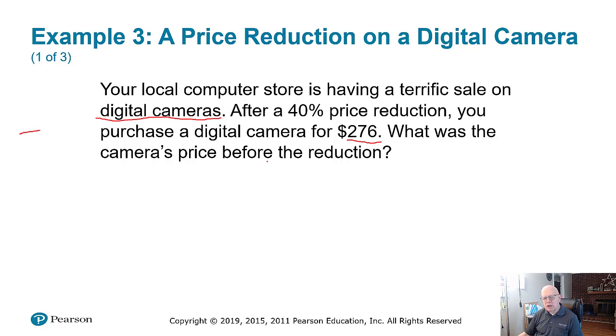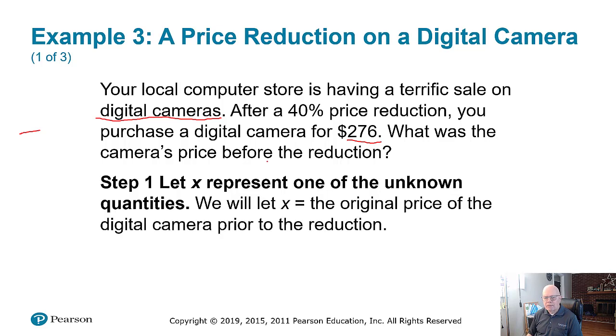Okay, how does this work? Go back to the start. There's an original price, 40% is taken off, and you end up paying $276. So let X represent the original price because that's what you're looking for. And write it down. X equals the original price.